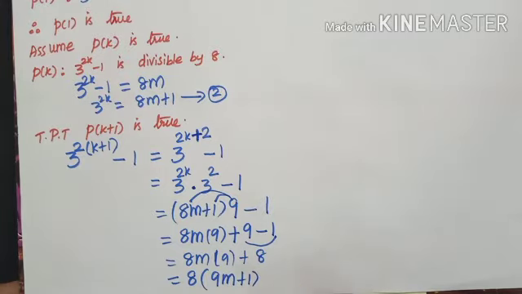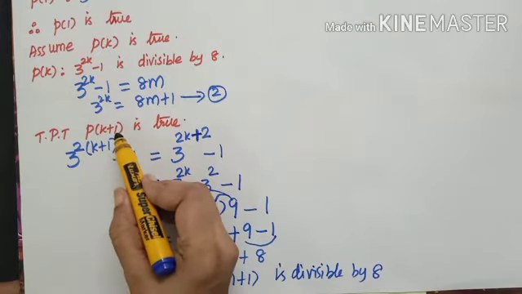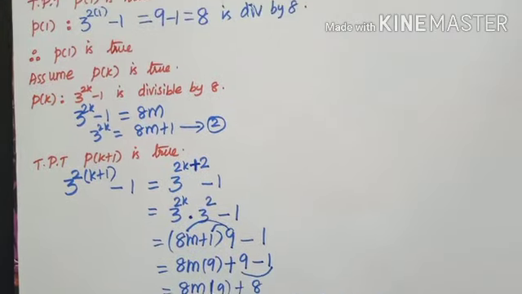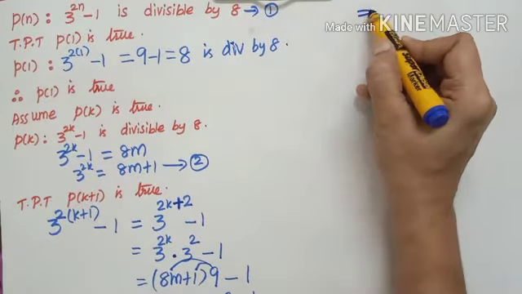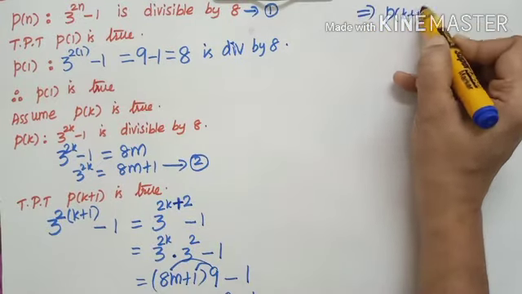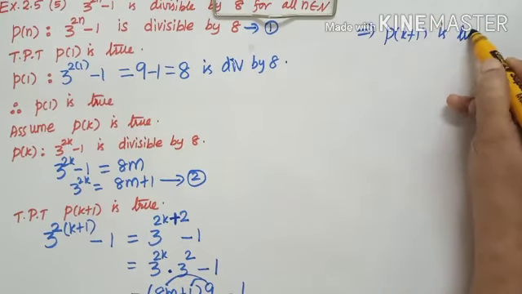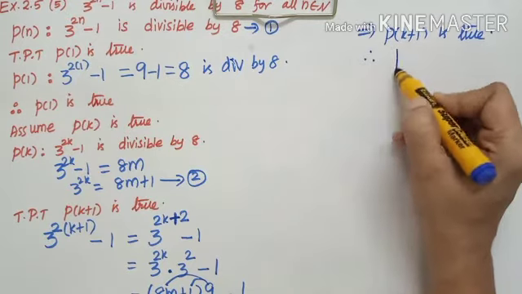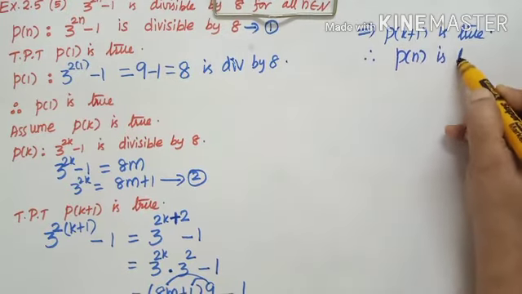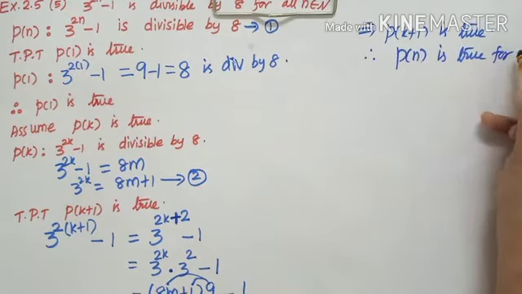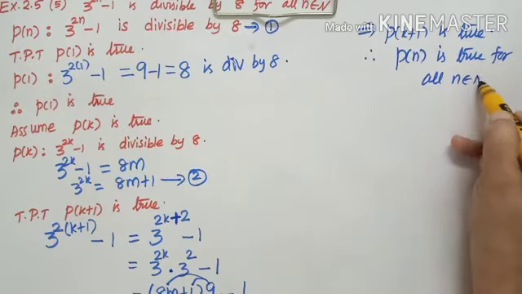So I will say it is 8 into something. So it is divisible by 8. So I am able to show P of k plus 1 is also true. So we will write, implies P of k plus 1 is true. Therefore, P of n is true for all n belonging to capital N.